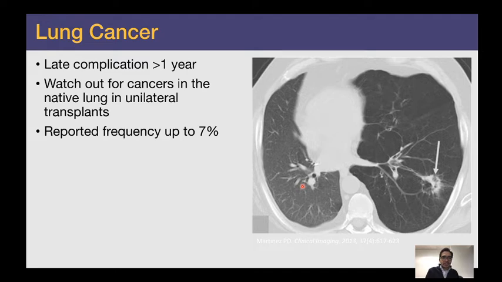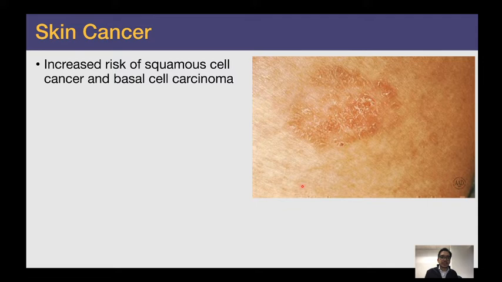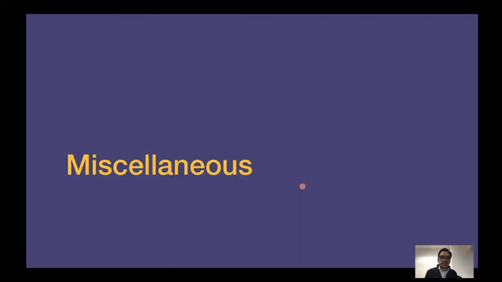Patients with lung cancer can also have lung cancer as another complication, and it's a late complication occurring after 1 year, particularly in patients who have COPD. So what you have to do is look at the native lung. If they have a unilateral transplant, look at the lung that's natively there, and scroll through it looking for nodules as you would in a patient who has COPD, because the frequency of these lung cancers in patients with transplant is higher than the general population. Reported frequency is up to 7%. And then skin cancer. There's an increased risk of squamous and basal cell cancers.